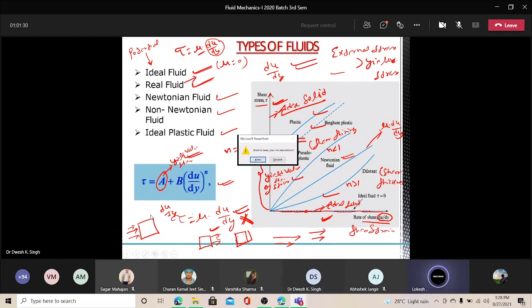Sir, then how will its rate of shear increase? Sir, in the lower line the rate of shear is increasing. Sir, how will it increase if it is an ideal fluid? I am not understanding what you are saying.